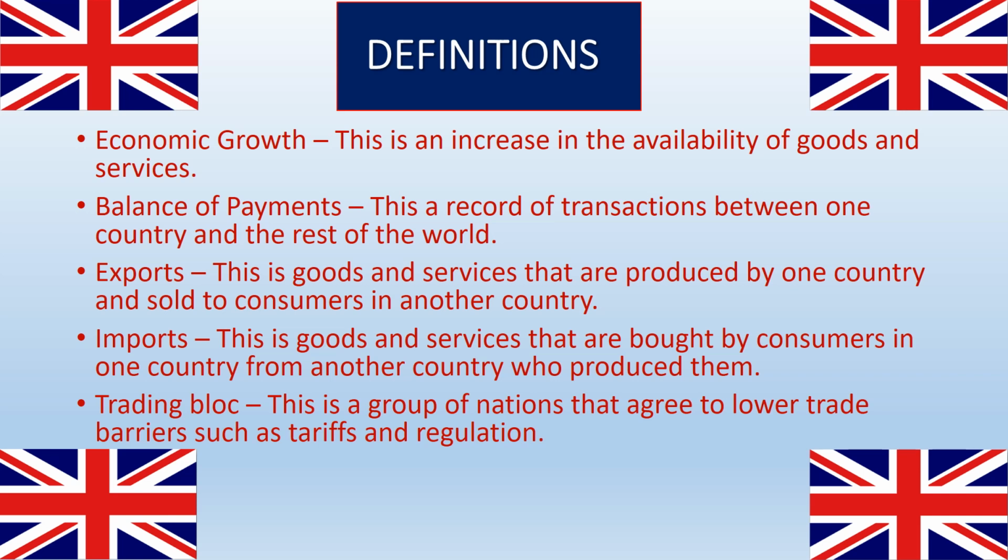So what I mean by this is, say the US makes cars and sells them to the UK. In the US context, those cars are exports. But to the UK, those US cars are imports, since they are coming from another country. Now, a trading bloc is a group of nations that agree to lower trade barriers such as tariffs and regulation, which the EU is.